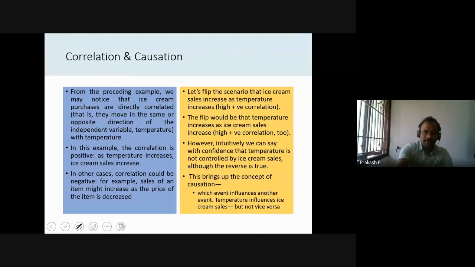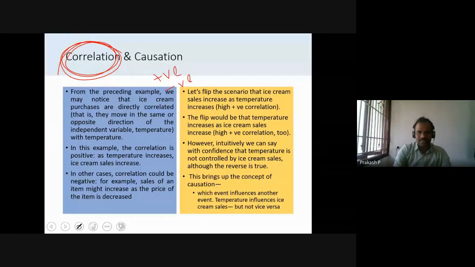Right. Next important point is correlation. There are a few correlations. One is called positive correlation. Another one is called negative correlation. Positive correlation is: as temperature increases, ice cream sales increase. Next, when one variable increases and another variable decreases, we can call it negative. Sales of an item might increase as price decreases. So plus plus, minus minus. This is a negative correlation.